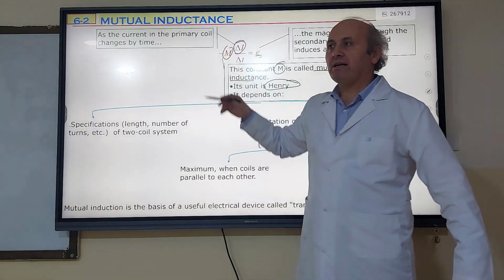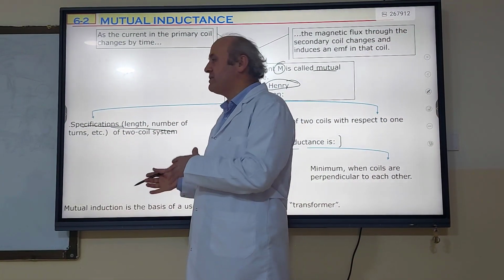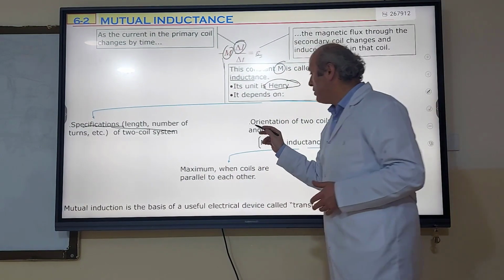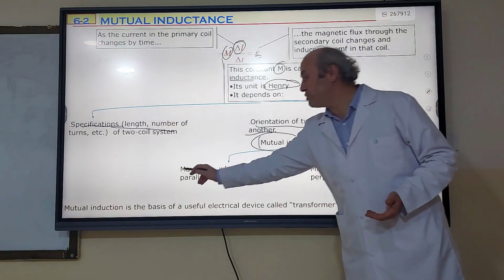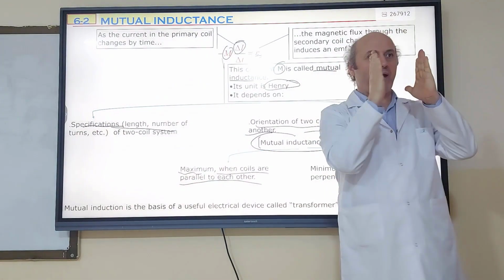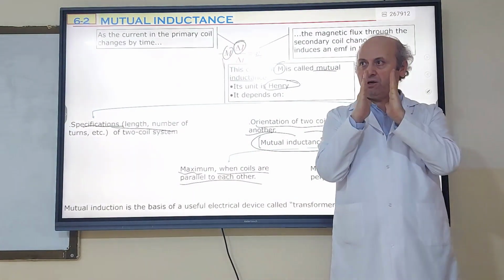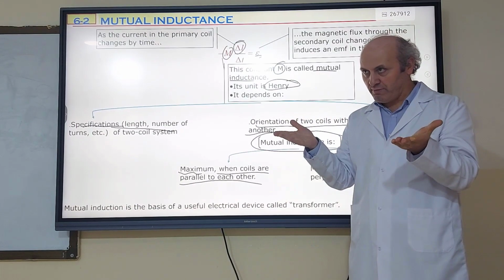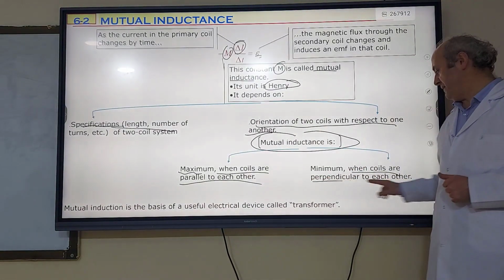But this M can change depending on some parameters. One of them is the specification of the coils: length, number of turns, cross-section area of the two-coil system, because there are two coils right now, not a single one. And one more thing is the orientation of the two coils with respect to one another. Mutual inductance is maximum when the coils are held parallel to each other. When you hold them parallel, magnetic field lines leaving one coil pass through the second coil, and maximum magnetic flux change happens. But if you hold them perpendicular to one another, the magnetic flux through the secondary coil is not that large, it's going to be minimum. That's why mutual inductance becomes minimum when the coils are perpendicular to each other.